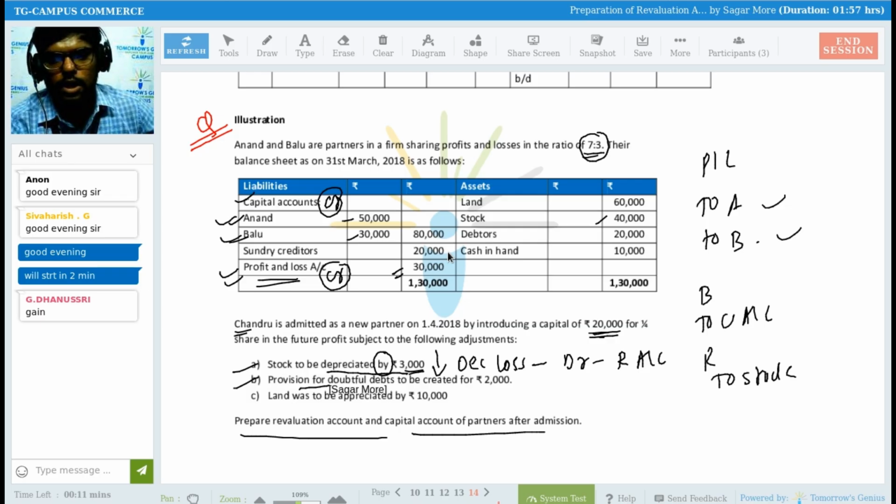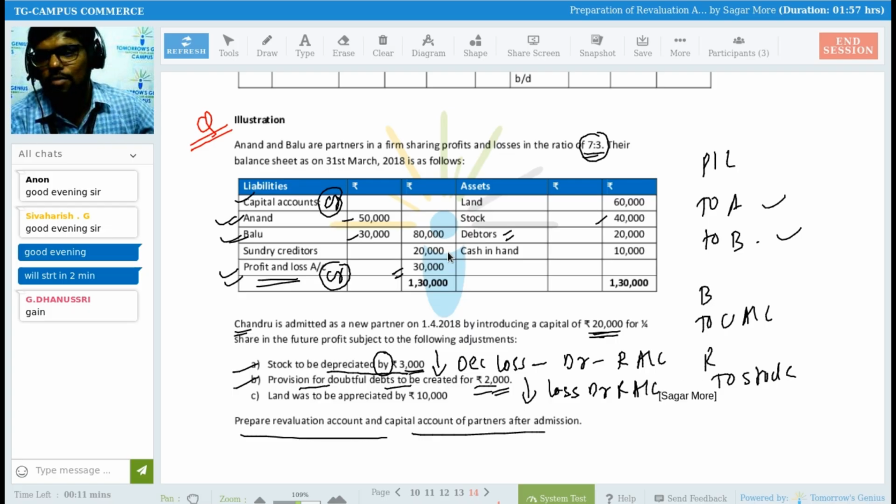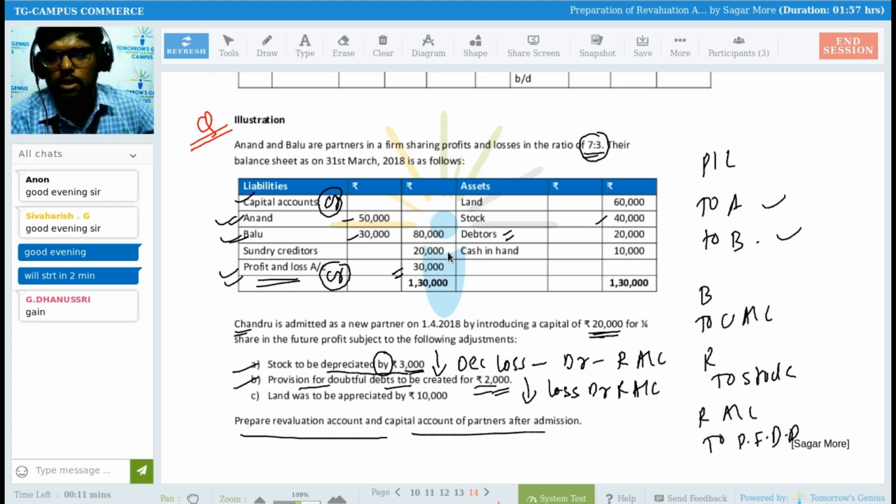Then a provision for doubtful debt is to be created for rupees 2,000. It means we have to subtract 2,000 rupees from debtors. Again, the value of an asset has decreased, it's a loss for you, and you have to debit the revaluation account once again. The entry will be revaluation account debit to provision for doubtful debt, and the amount will be 2,000.